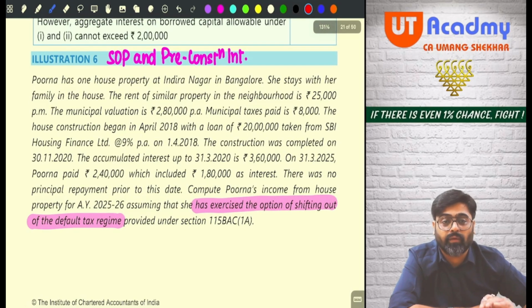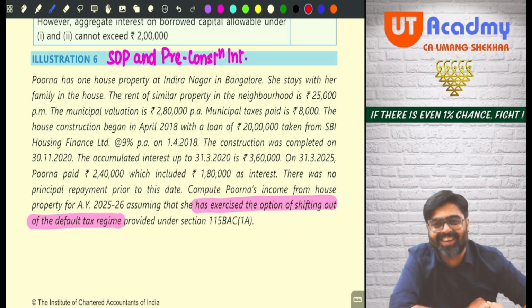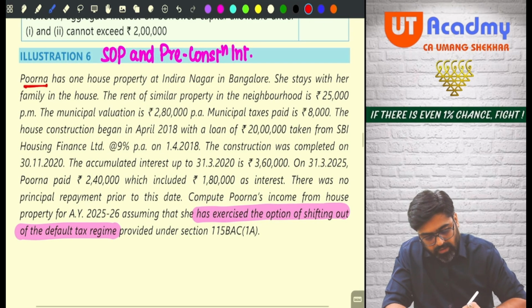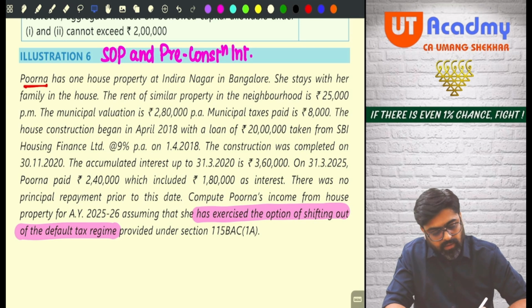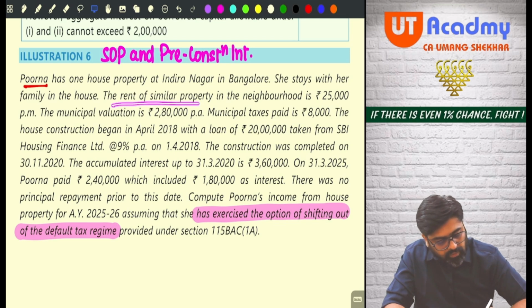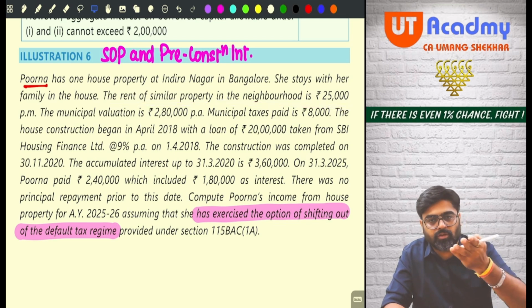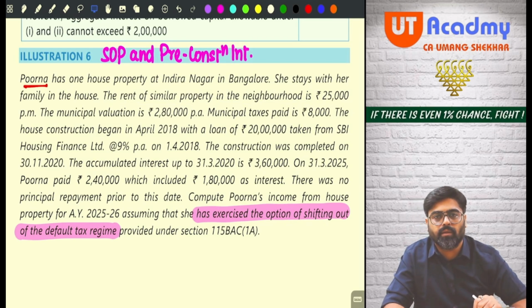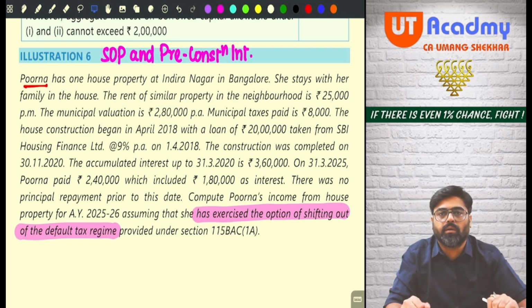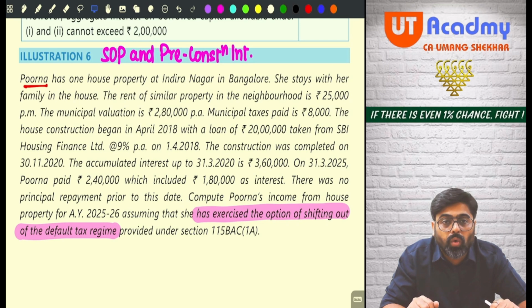Good question. Now in this, SOP and interest is not there. SOP and pre-construction interest is also there. Okay. Shall we start? Purna has one house property at Indiranagar in Bangalore. She stays with her family in the house, meaning the house property is SOP. Okay. Next one. The rent of similar property in neighborhood is 25,000, meaning this is fair rent given for the property. There is no use of this fair rent to me. I would have used this fair rent if the property would have been what? Let out property, no? Hello?